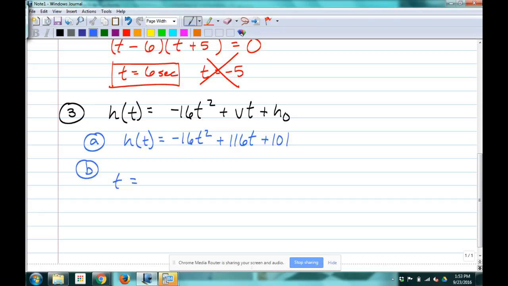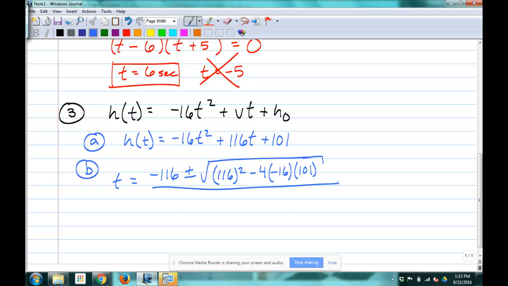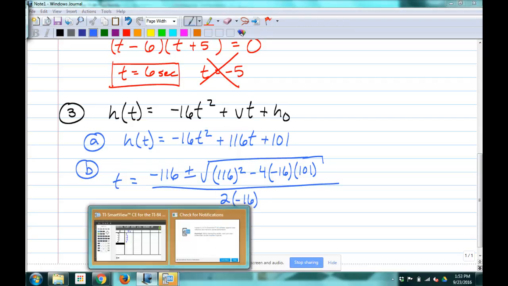So T equals negative B, so that'd be negative 116, plus or minus the square root of 116 squared minus 4 times A times C. It looks like it's going to be a pretty big number inside of the square root there. But again, we're doing decimal answers here. We're talking about time. I don't have a stopwatch that does fractions. I wish I did, that'd be cool, but it's not. And then over 2 times A, so negative 16. So let's work out that stuff inside the square root and see what that number is.